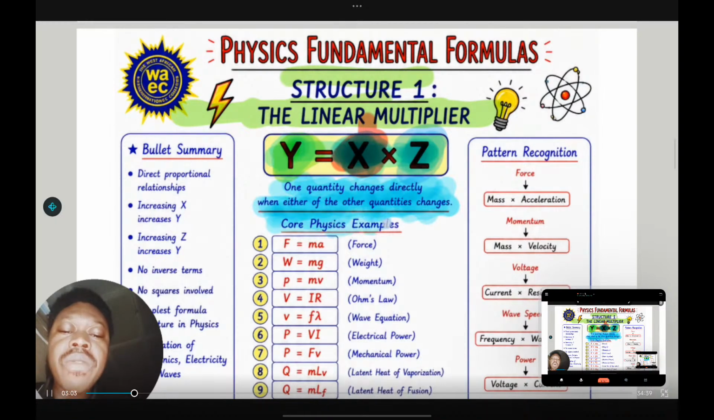So these are the core physics examples when it comes to the formula. Number one, I have F equals ma. F is force. Now F is taking the place of y, m is taking the place of x, and a is taking the place of z. Alright? Then, if you observe, force is the same thing as weight. So it is this force that you convert to weight. And this mass remains, and then acceleration changes to gravity. The same SI unit. This gives you weight.